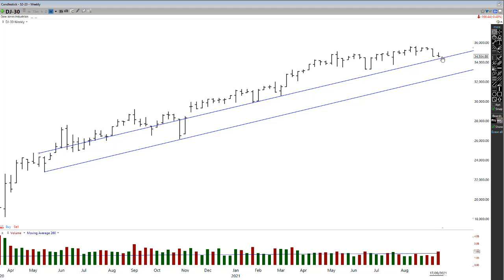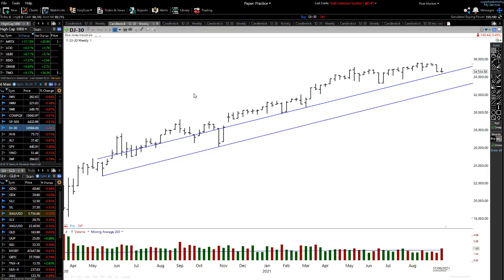So it's not an exact area, but we may get a bit of support happening where we are right now across the Dow Jones. So there we go, guys. There's a bit of an update.